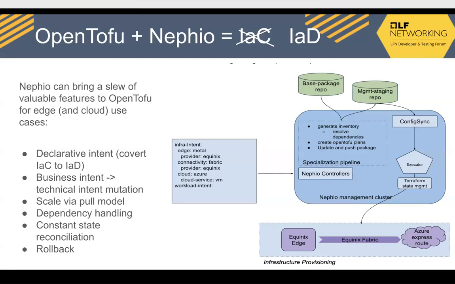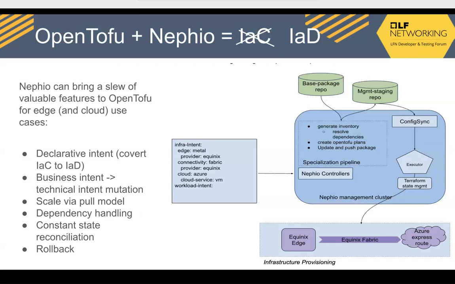It's purely declarative. In this example, the intent is to create a topology comprising the infrastructure, which is a bare metal server at the edge location connected to an application server hosted on a VM in Azure via the Equinix Fabric and Azure ExpressRoute. So this is the high level intent which the user will provide. And the Nephio controller will reconcile the intent.